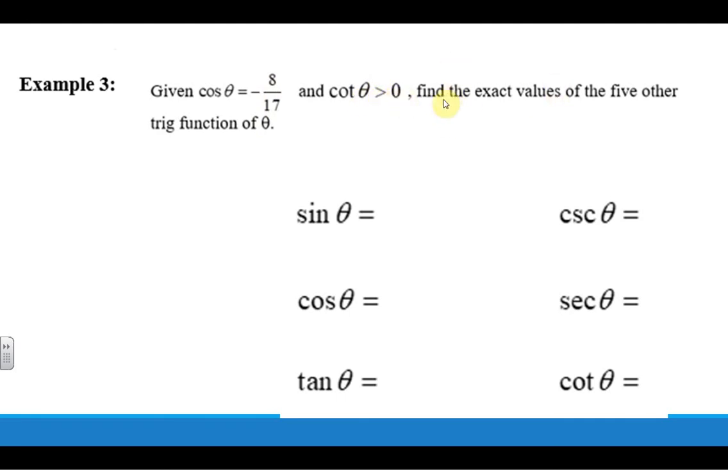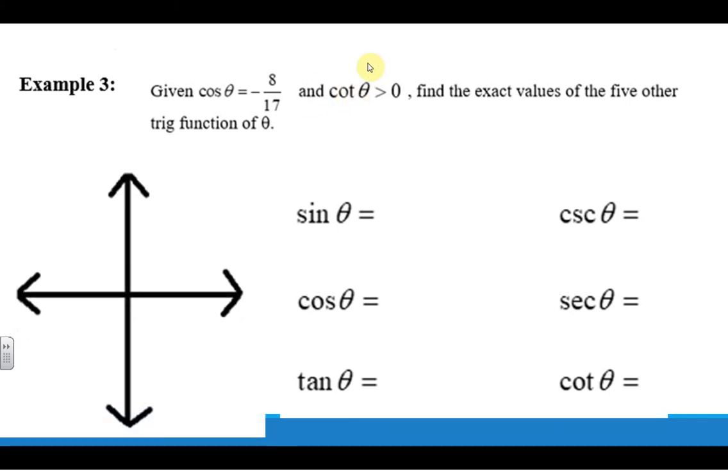So we have to figure out, where are we? Which quadrant are we in? Remember, cosine is adjacent over hypotenuse, but we need to figure out where to put that triangle. We don't know where to put it just yet. So that's why this part's important. Where is cotangent positive?